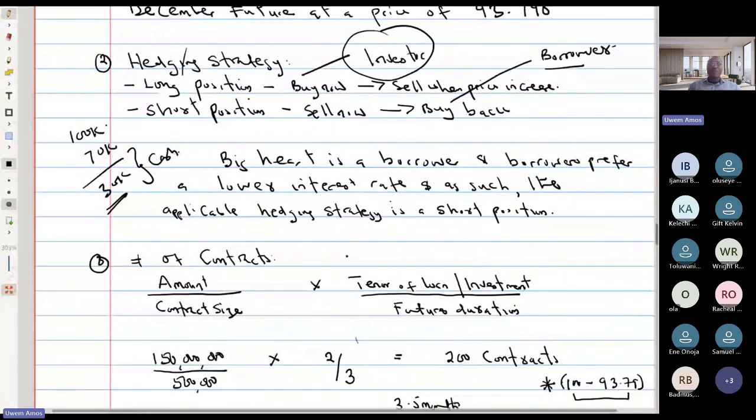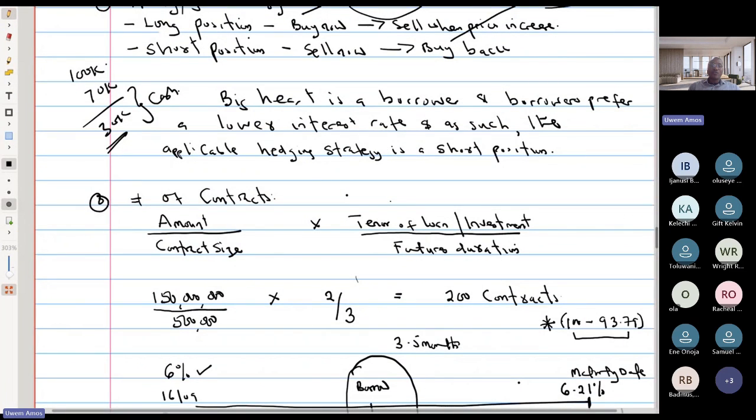Yeah. So these are the formula for the number of contracts under futures. We said amount divided by contract size, multiplied by the tenor of the loan or investment, divided by futures duration. But we're doing options. So where we have futures, we replace with options. So for options, it would be divided by what? Option duration. Every other thing would be the same.